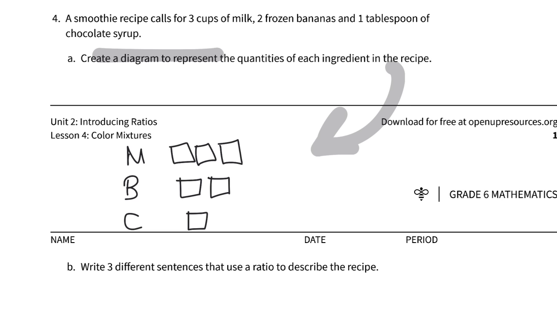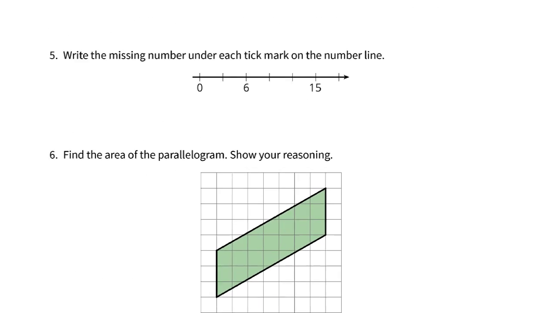Okay, so now the next question, it says down here, write 3 different sentences that use a ratio to describe this recipe. So we're talking about like the ratio of milk to bananas is 3 to 2, or the ratio of chocolate syrup to the cups of milk would be 1 to 3. There's a whole host of different sentences that we could use. We could also double the recipe and change it to 6 to 4 to 2 if we double that. Parents and teachers, the point of this is to get students thinking flexibly about these ratios that they're learning.